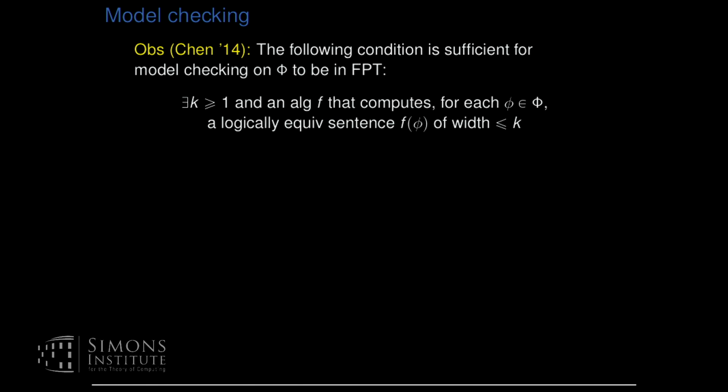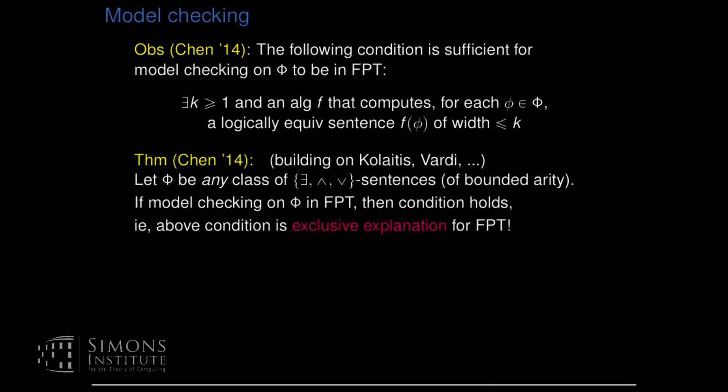Okay, so this was our observation. And in past work, we proved that for any class of existential positive sentences, if model checking is tractable on the class, then this sufficient condition for tractability is in fact necessary. So this sufficient condition is sort of the only possible explanation for fixed parameter tractability in this particular context.